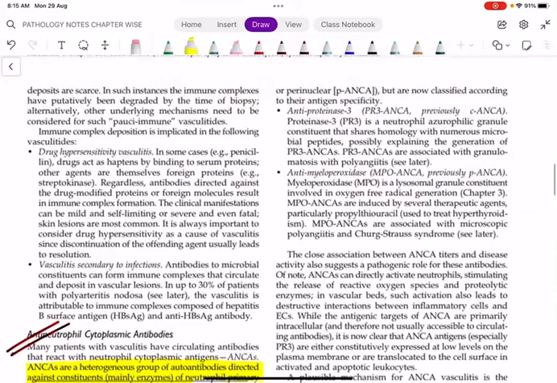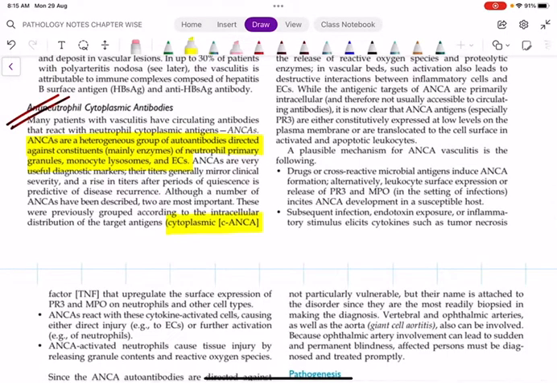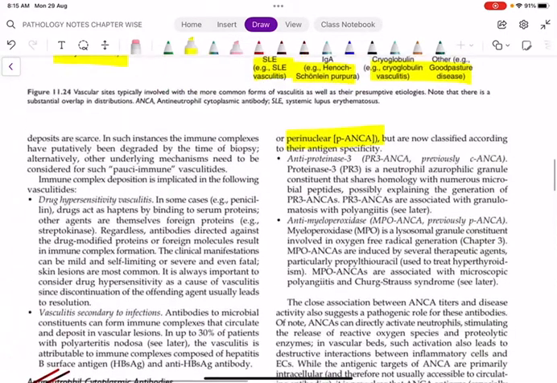In ANCA, we have two categories. Earlier we used to classify them as cytoplasmic ANCA or C ANCA and perinuclear ANCA or P ANCA. But remember, these terminologies are obsolete. We are no more using these terminologies. We are using two important terms: anti-proteinase 3, previously called C ANCA, and anti-myeloperoxidase, previously called P ANCA. Very, very important. I am going to use only anti-proteinase 3, and the next one is anti-myeloperoxidase.